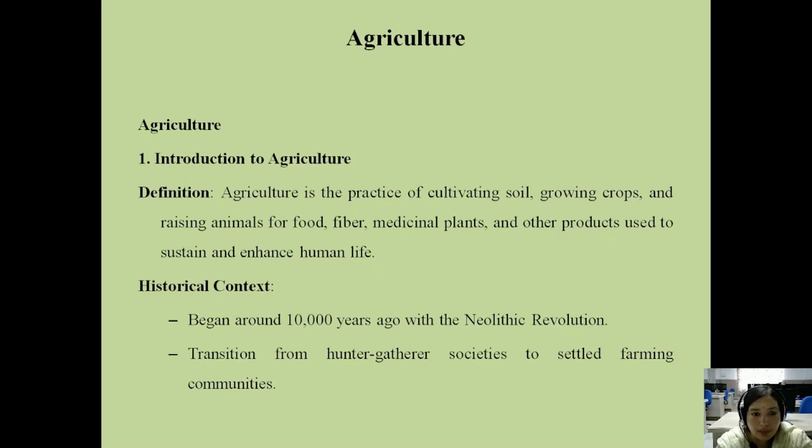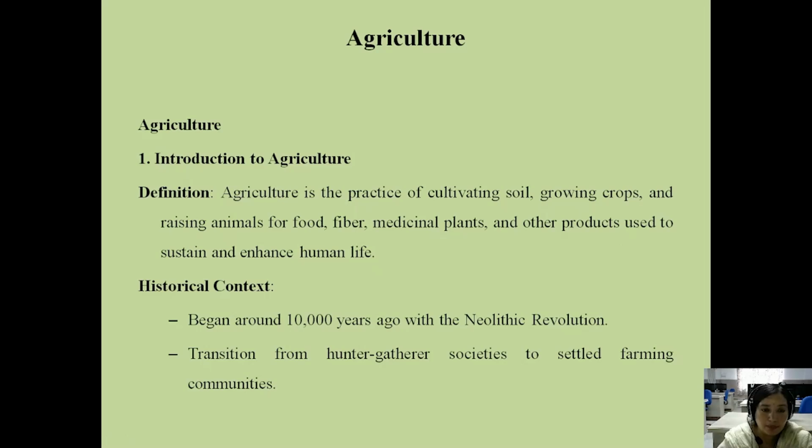The historical context of agriculture: it began around 10,000 years ago with the Neolithic Revolution, the transition from hunter-gatherer societies to settled farming communities. That is the historical background of agriculture. The history is long, dating back 10,000 years to the Neolithic Revolution, when people who were hunting moved to settled farming communities.